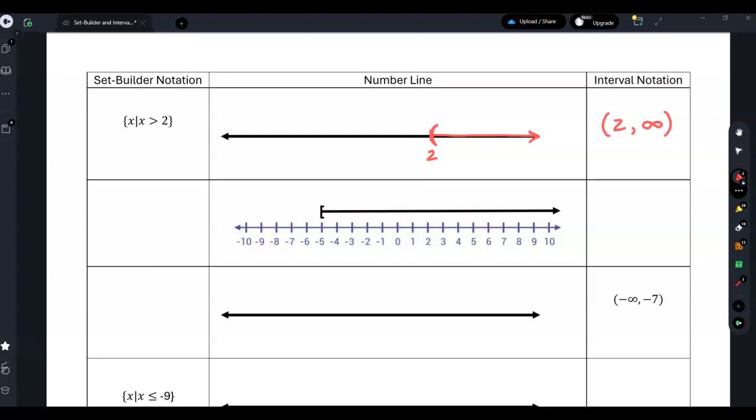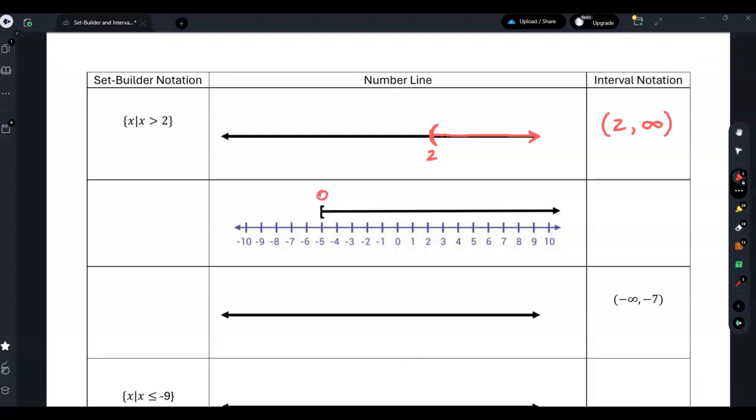All right, so if we look at the next one, they've given us a number line, and then we're going to fill in both set builder and interval notation here. So this one, we can see that they have used a square bracket instead of a parentheses. So the only difference between a square bracket and a parentheses is whether you actually include the number itself. So this one, I can see that since it's a bracket instead of a parentheses, I'm actually including the number -5, which is where this one starts.